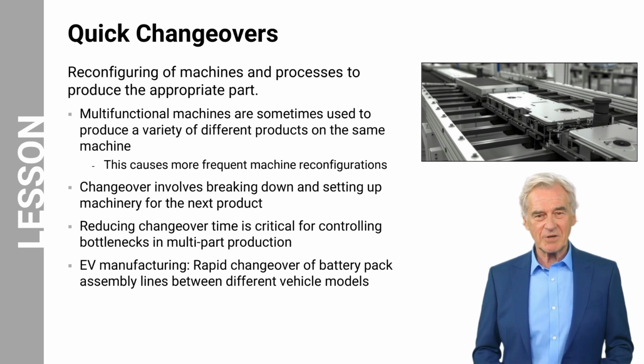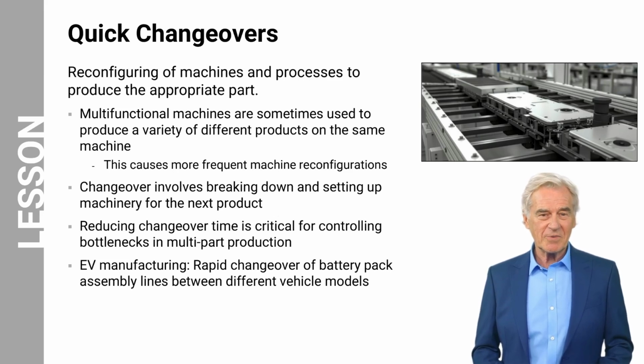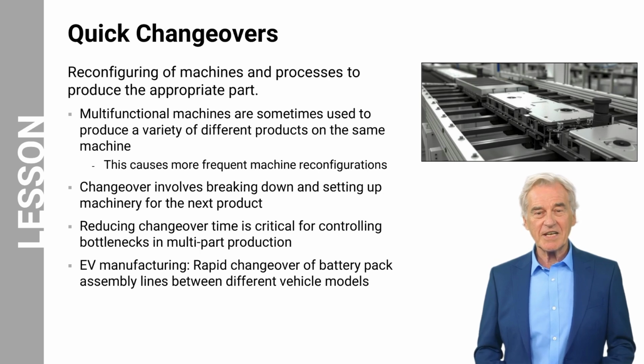frequently. A changeover is the reconfiguration of machines and processes so that the appropriate part can be produced. Changeover is the breakdown and setup of machinery so that it can accommodate the next product to be produced. If general-purpose machinery is used to create multiple different parts, changeover time is an important factor in controlling process bottlenecks. The importance of changeover time is apparent in the EV battery manufacturing industry, where rapid changeover of battery pack assembly lines between different vehicle models enables manufacturers to flexibly respond to varying market demands while maximizing equipment utilization and production throughput.